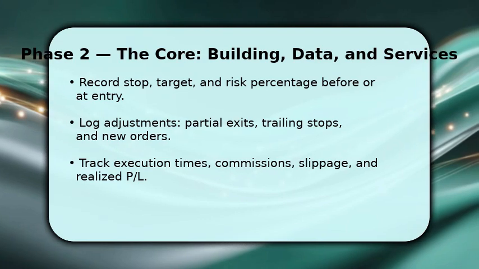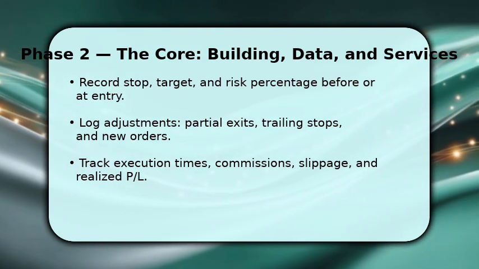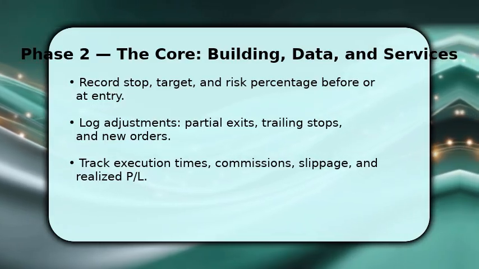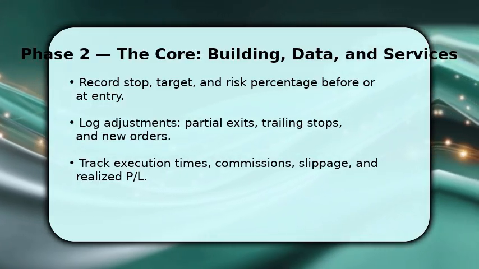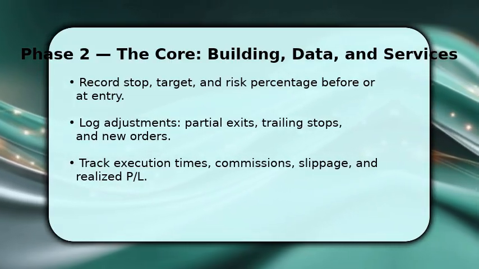Once the trade is active, update the journal with management actions. This is where discipline shows. Document your initial stop and target plus the risk percentage of your account. If you scale out or move stops, timestamp each change and explain why you adjusted.